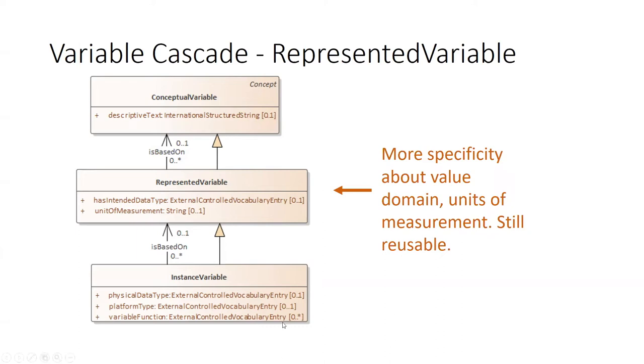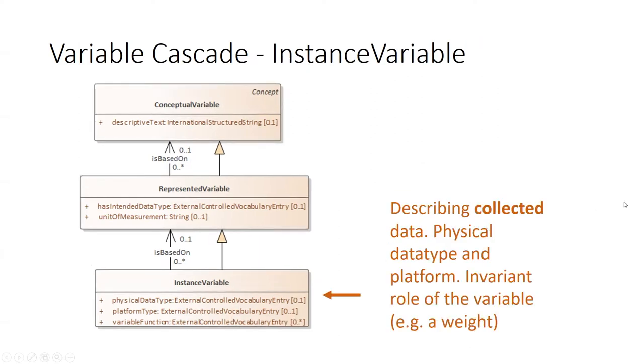And then you have the instance variable. This is very useful for search also. You can search at the different levels for things. It is useful for harmonization, and we'll get back to that with an example. And then again, the instance variable describes the collected data, physical data type and platform, the role as we described. And what is here is that it also inherits features from the others. It can reference the content of higher variables higher up in the hierarchy.